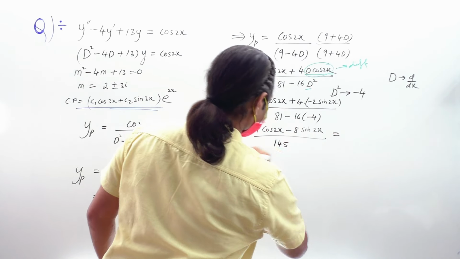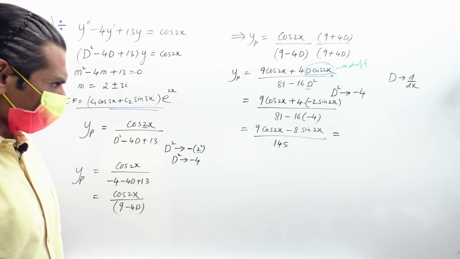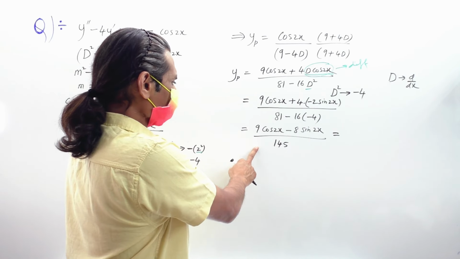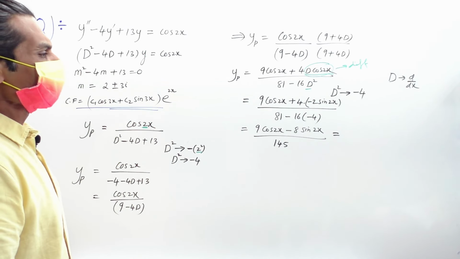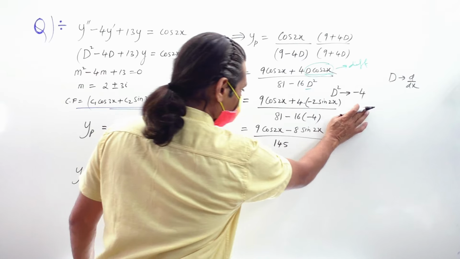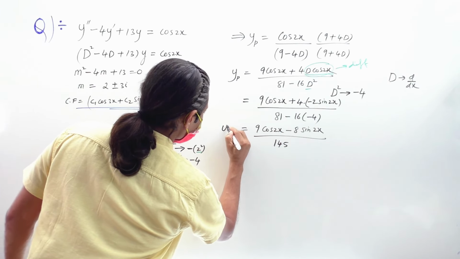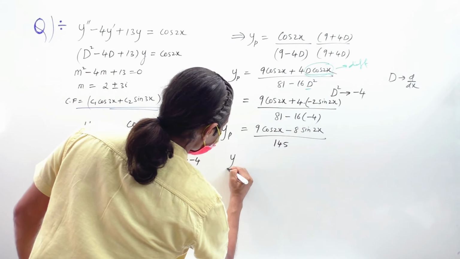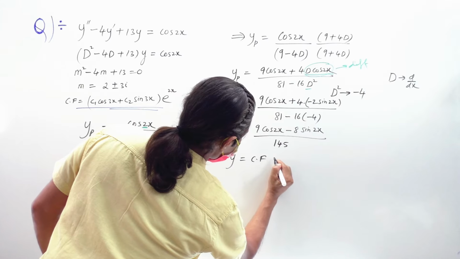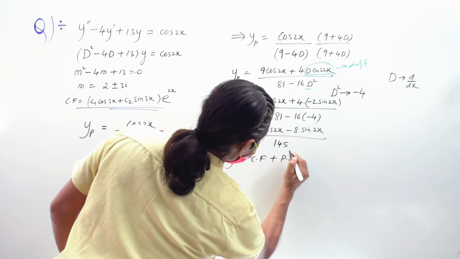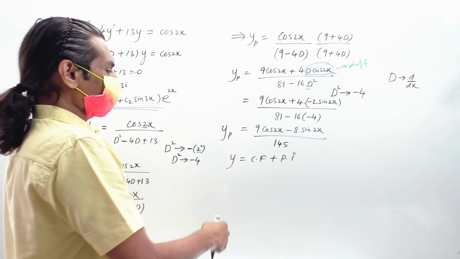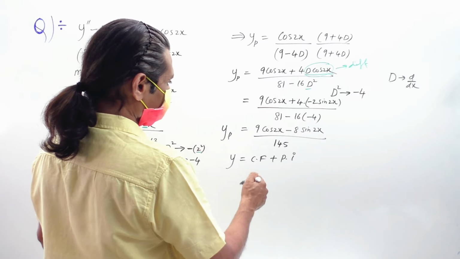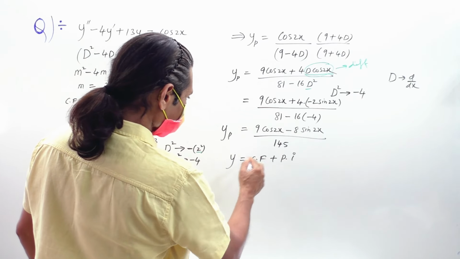Let's again simplify this now. If we simplify, this will be divided by 145. I don't think I can. Okay, no, I can't. So we leave it here only. Therefore, this is my particular integral yp. So the solution is what? y is equal to CF plus the particular integral PI. Fine.